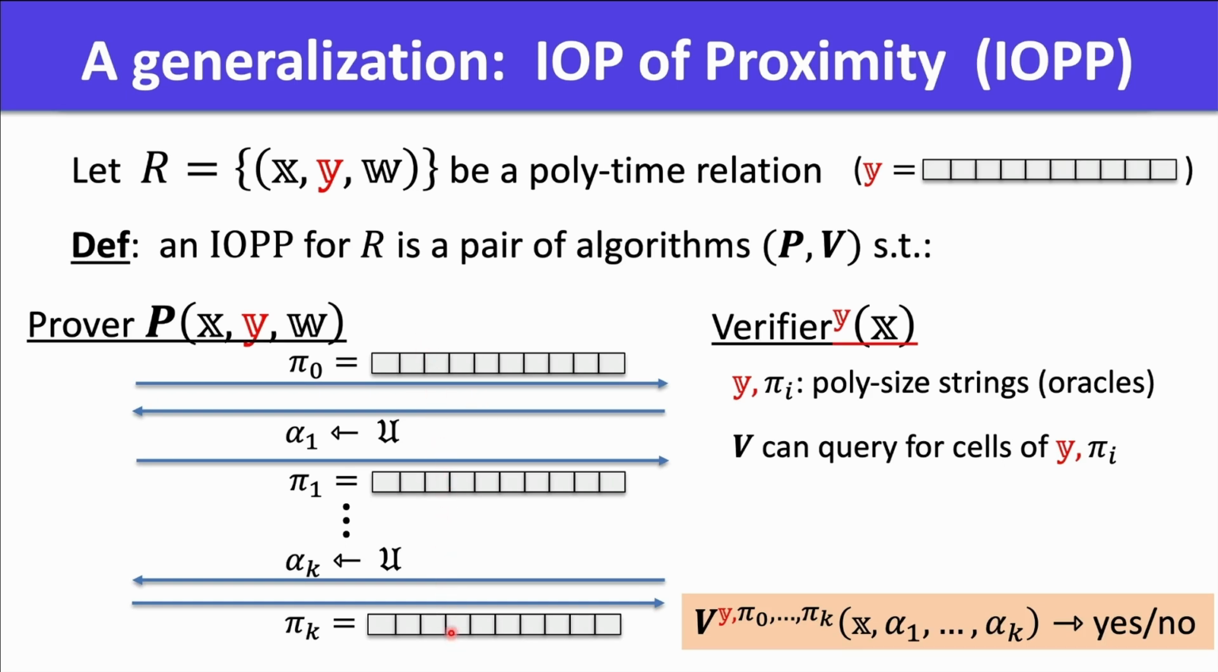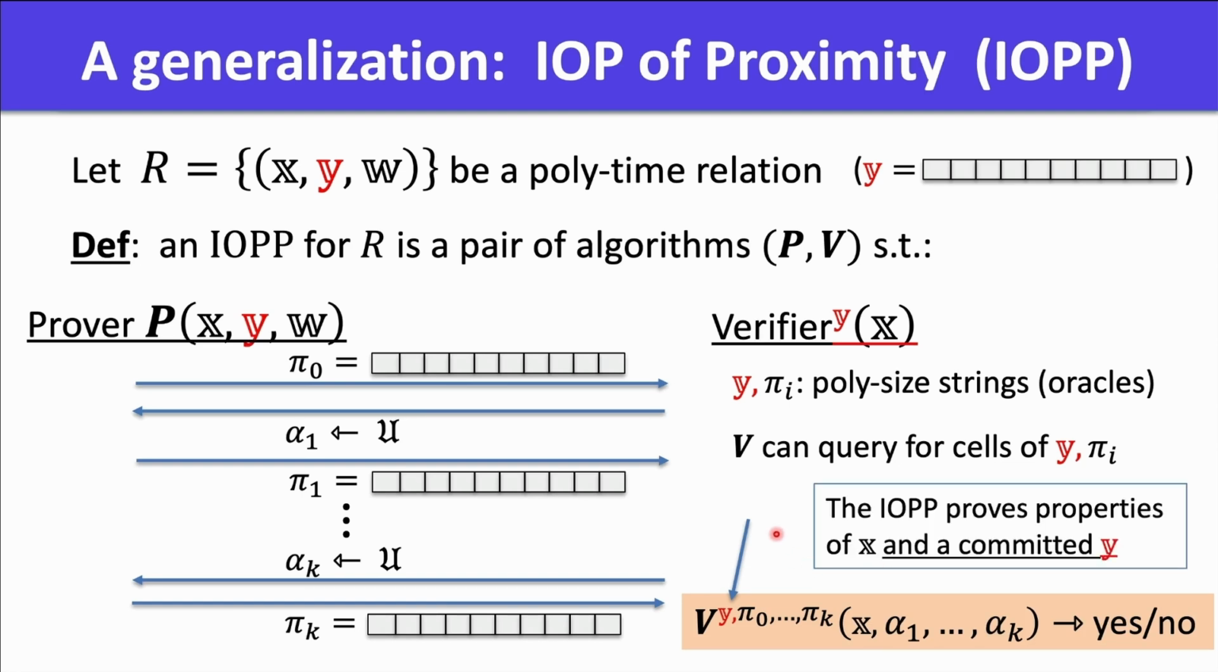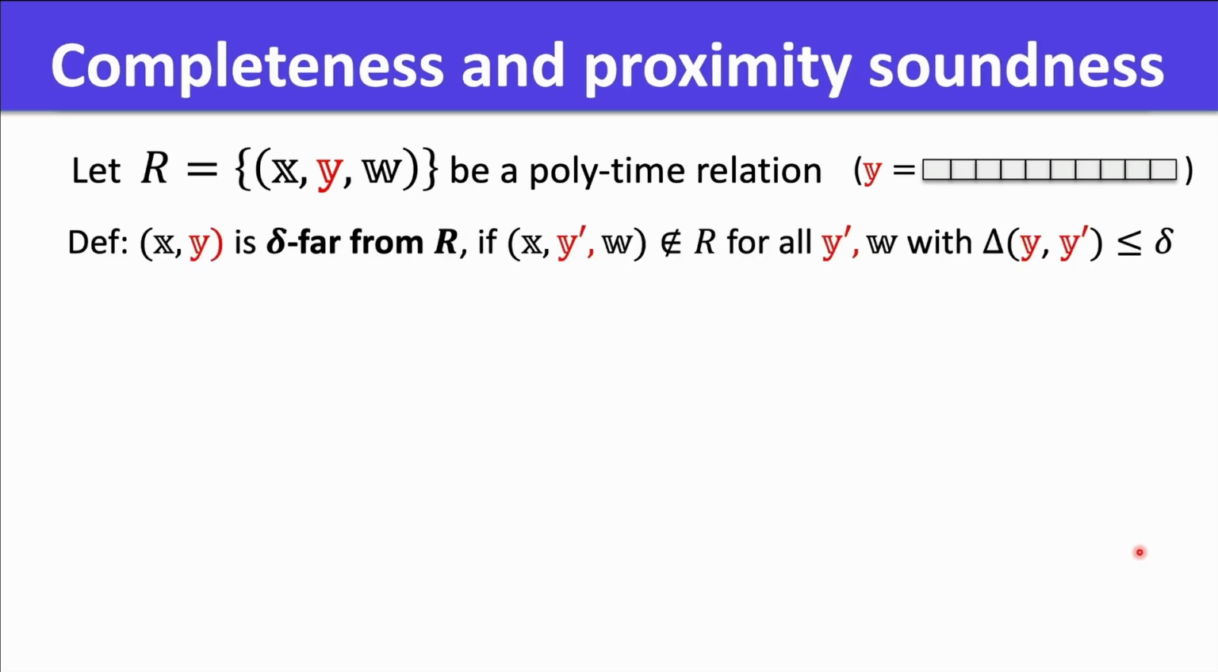Now, an IOPP works just as before. The prover sends strings, the verifier sends challenges, and finally, the verification algorithm V is given all the challenges alpha 1 to alpha k, along with oracle access to the strings pi 0 to pi k, and oracle access to this input y. So really what an IOPP allows us to do is prove properties of x and properties of some committed string y. And again, the verifier only interacts with y by asking for particular cells of y. So the point of an IOPP beyond this committed input y is that we also slightly change the notion of soundness. To do that, let me first give an auxiliary definition.